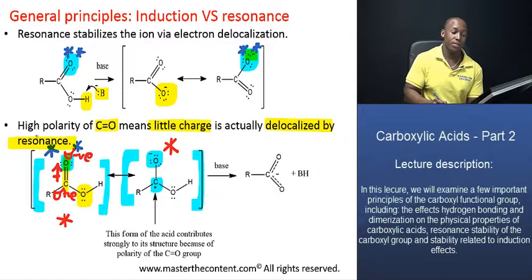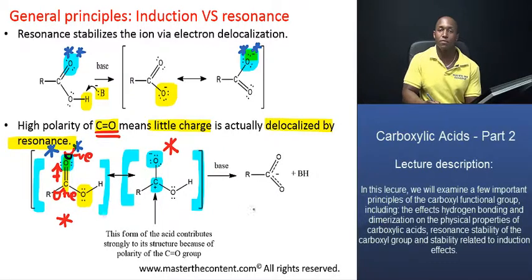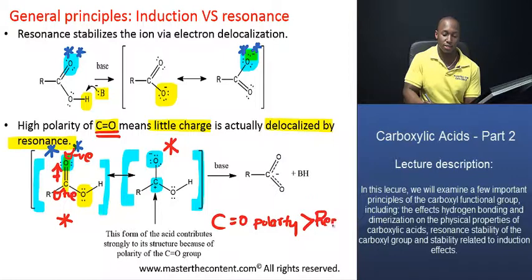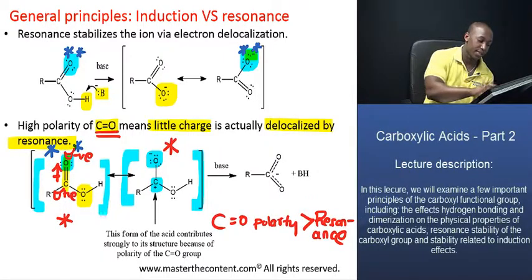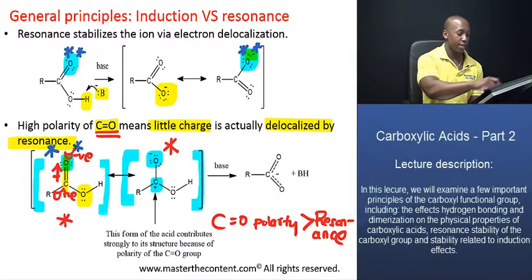So, for that reason, the polarity of the carbonyl group is way more of an important factor in the stabilization of the carboxylate anion than is resonance. So, in this case, inductive stabilization by the polarity of the carbonyl group is so much more important than resonance. And I hope you have understood the reason as to why this is the case. So we're going to move on right now.